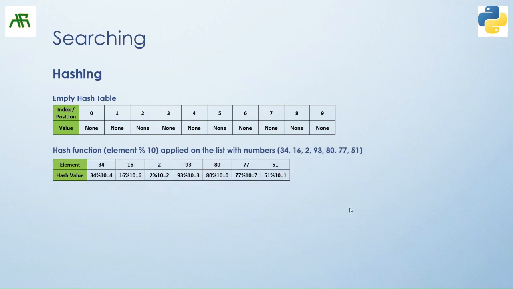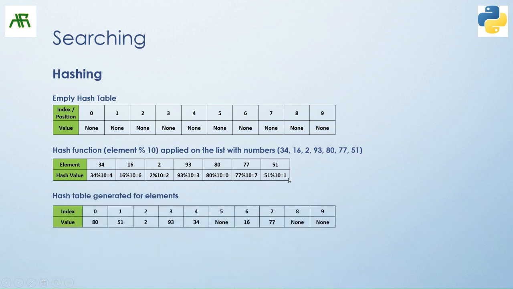Now I'm trying to create hash values with a hash function, applying divide by 10 on the elements 34, 16, 2, 93, 80, 77, and 51. So dividing by 10 and finding the remainder, 34 by 10 gives a remainder of 4, 16 by 10 gives a remainder of 6, and so on. 51 by 10 gives a remainder of 1.